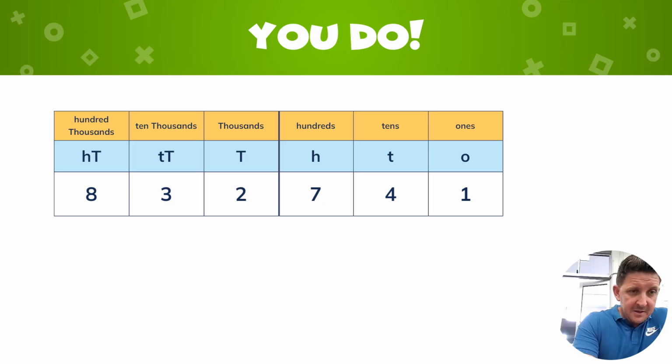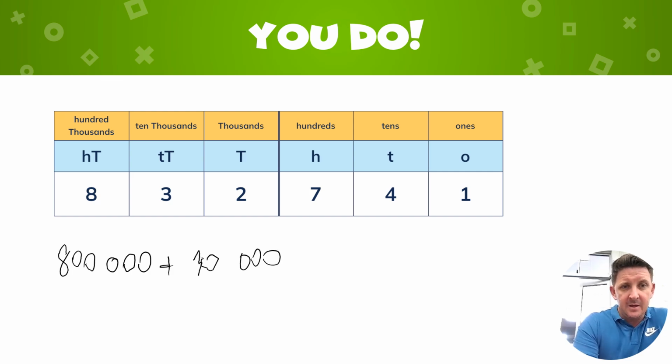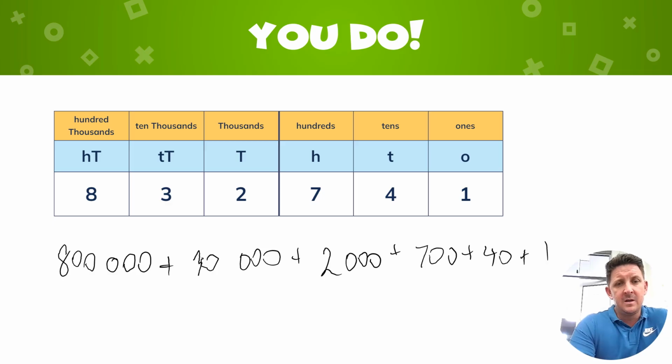Okay, let's start off with our 800,000. We've talked about it. Then we're going to go to the 3. We know it is 30,000. There we go. I'm going to add the next one, which is a 2. It is 2,000. I'm going to add the 700. I'm going to add the 40. And I'm going to add the 1. So you should have had 800,000, 30,000, 2,000, 700, 40 and 1, all with the addition sign next to it.